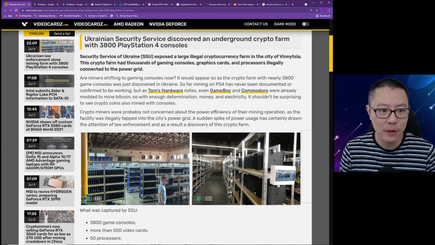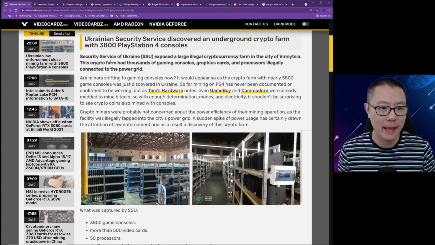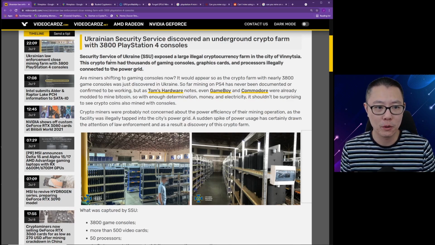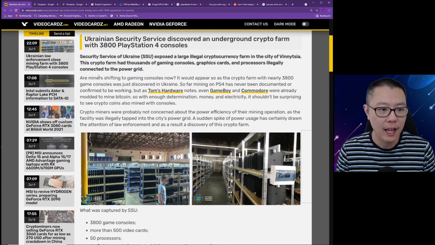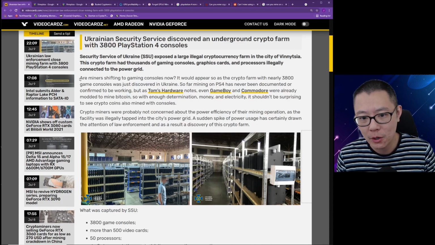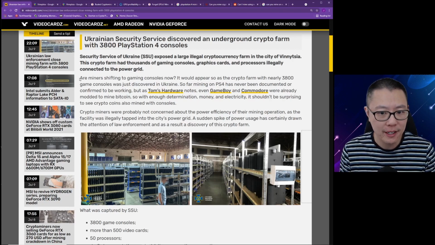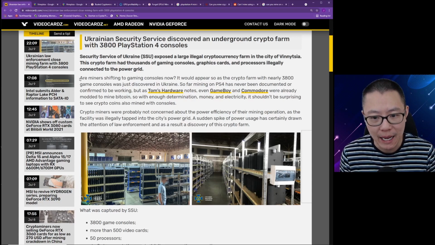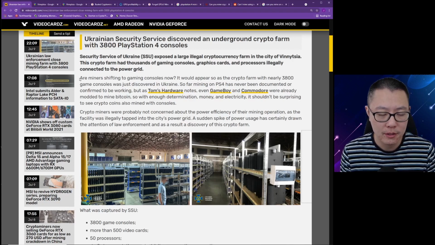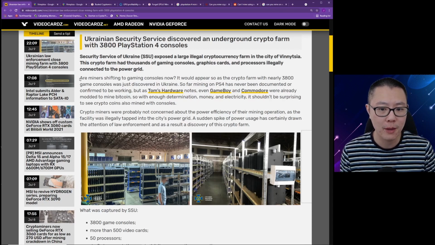But it says here, this crypto farm had thousands of gaming consoles, graphics cards, and processors illegally connected to the power grid. So obviously they were just taking electricity and getting it for free, which is why these PS4 consoles are actually profitable mining. But we'll get into that in a second. It says here, are miners shifting to gaming consoles now? It would appear so, as a crypto farm with nearly 3,800 game consoles was just discovered in Ukraine. So far, mining on PS4 has never been documented or confirmed to be working. But as Tom's Hardware notes, even Game Boy and Commodore were already modded to mine Bitcoin. So with enough determination, money, and electricity, it shouldn't be surprising to see crypto coins also mined with consoles.